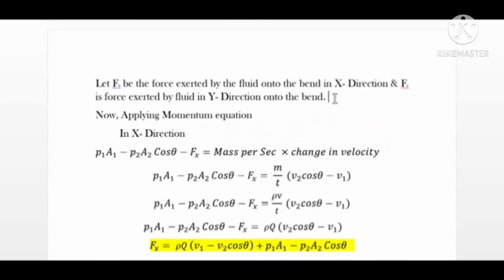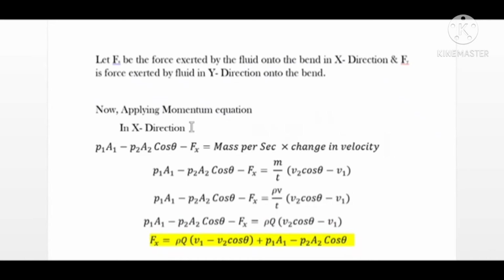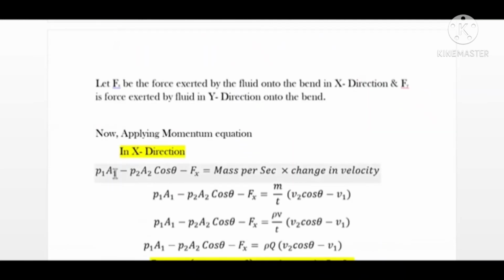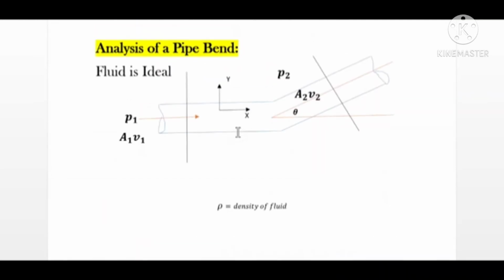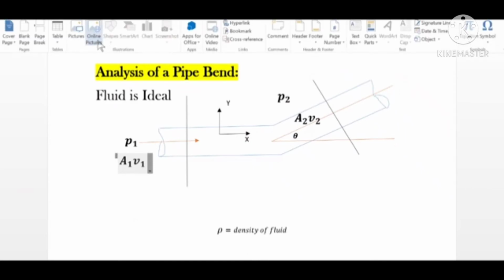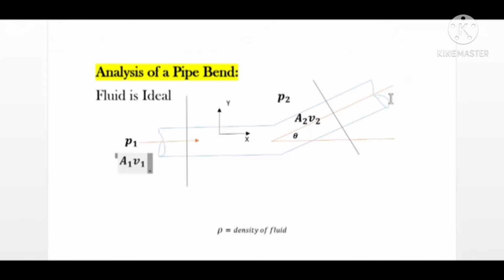Now let us apply the momentum equation. For x direction, we will have pressure force because of this pressure P1, and that will be equal to P1 multiplied by A1. That is, pressure force is equal to pressure multiplied by area. So I have written P1 A1. Now here pressure P2 will be at an inclination and will be in this direction.